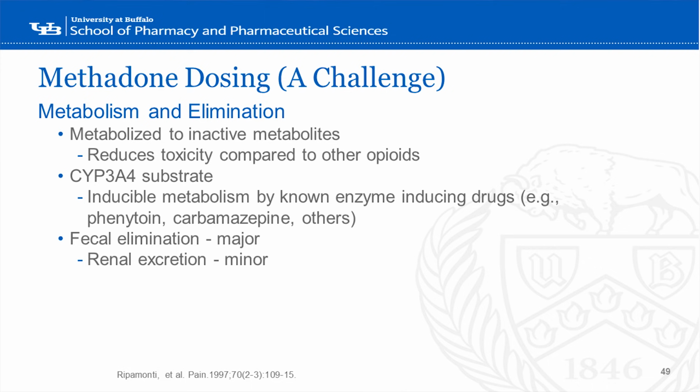Methadone is also a challenge because of its metabolism and elimination, where this is actually sometimes an advantage. It is metabolized to inactive metabolites, so therefore it reduces toxicity compared with many of the other opioids. It is a CYP3A4 substrate, therefore its metabolism is inducible by known enzyme-inducing drugs. One advantage as well is that a significant part of its elimination is through the fecal route, and the renal excretion is only a minor route.